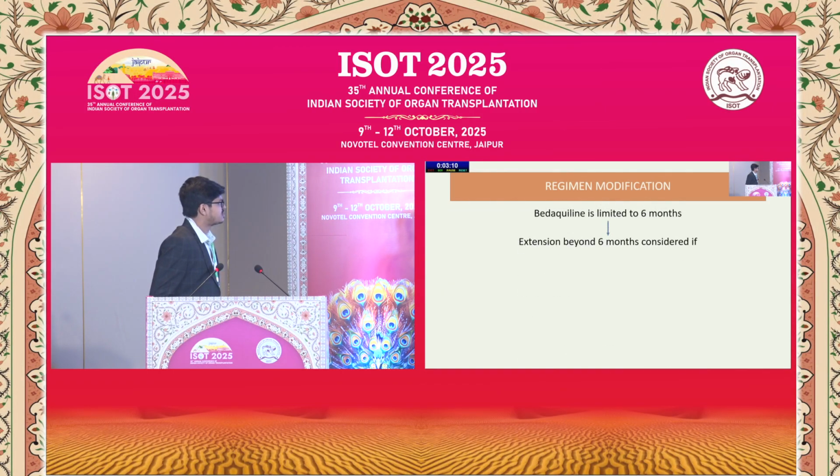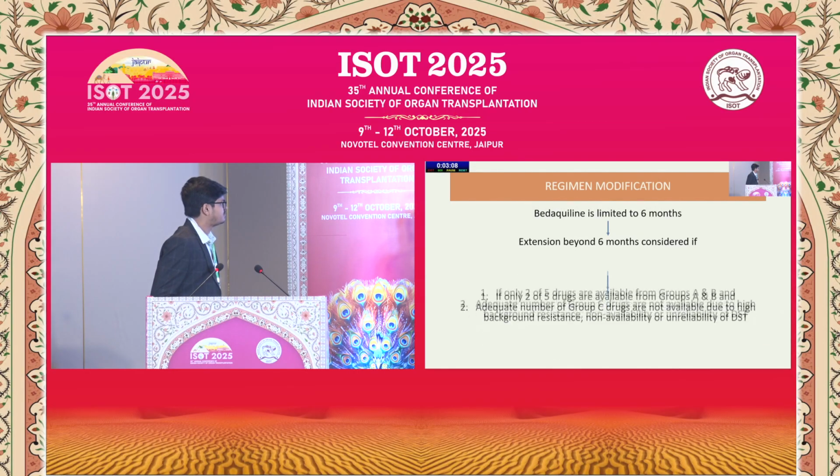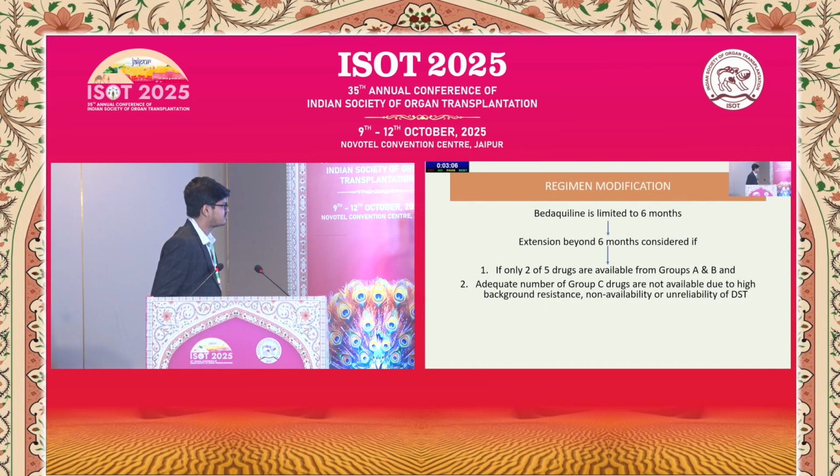So bedaquiline is limited to 6 months. We have to extend if we can only use 2 out of the 5 drugs available from group A and B. An adequate number of group C drugs are not available due to high background resistance, non-availability, and unreliability of the drug sensitivity test. In children less than 5 years, we have to replace bedaquiline with delamanid.